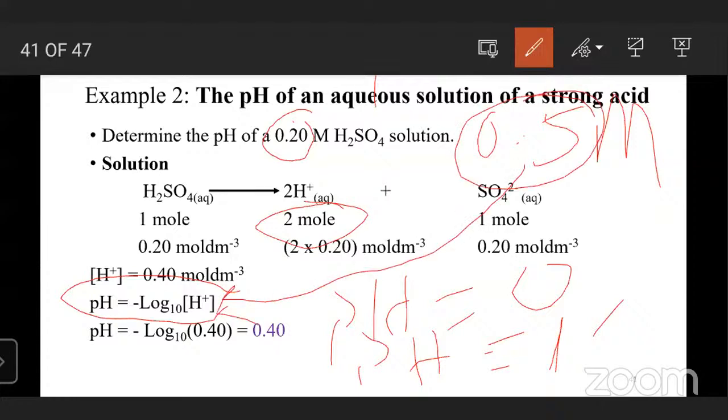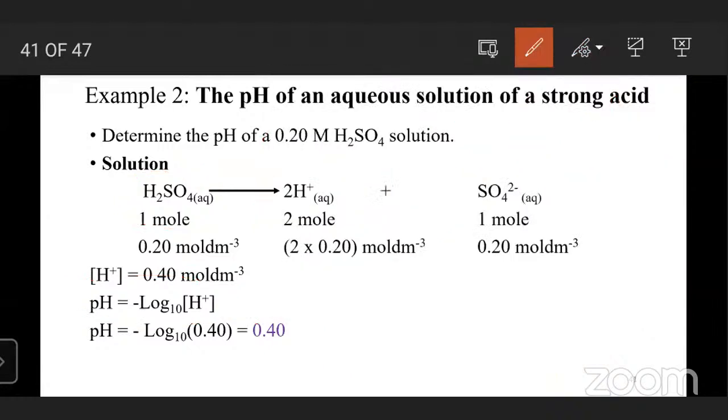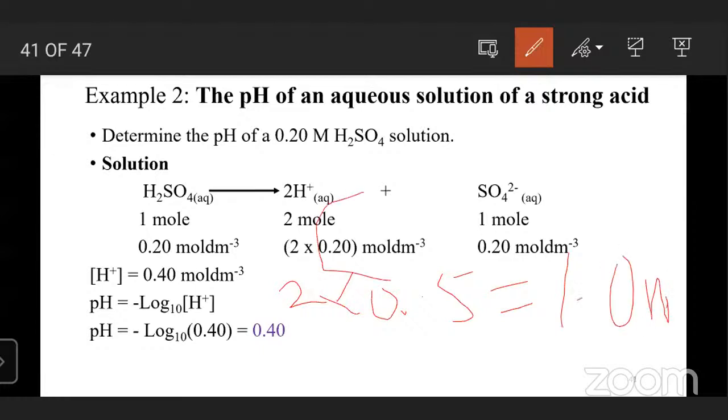That would have been a very wrong thing to do, because this acid, H2SO4, each mole of H2SO4 will release 2 moles of hydrogen ion into the solution. And the concentration of the hydrogen ion in that case will be 2 times 0.5, and that is 1.0 molar as the concentration of the hydrogen ion.